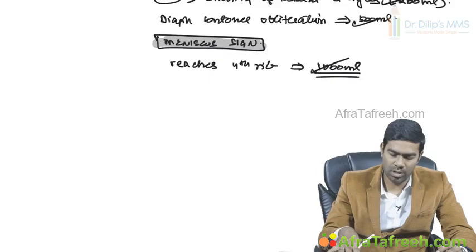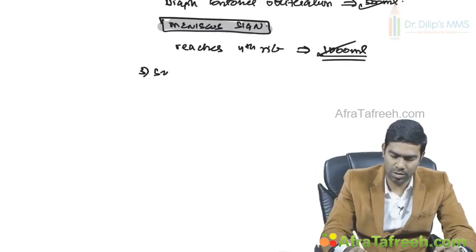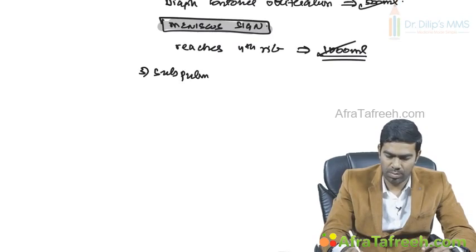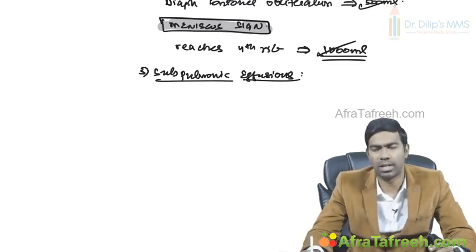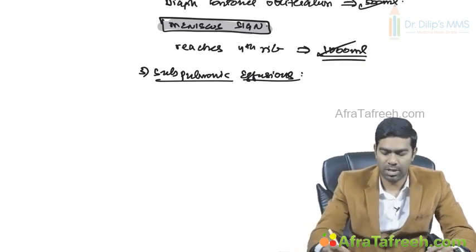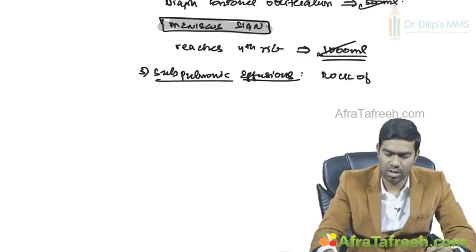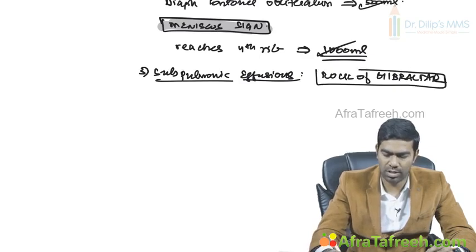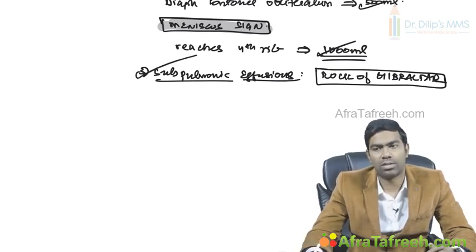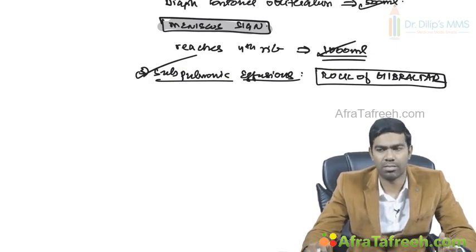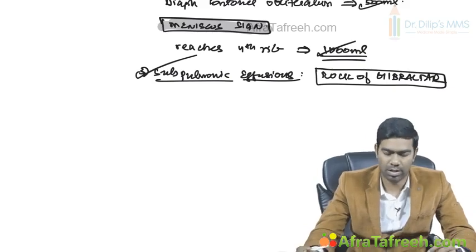Then the third one, you have subpulmonic effusions. A new beginner looking at a subpulmonic effusion may think it's an elevated diaphragm. But typically they form a sign called the Rock of Gibraltar appearance, or Rock of Gibraltar sign, which I'll show you again. Many times, subpulmonic effusions may be mistaken for an elevated hemidiaphragm. You will think the diaphragm itself is elevated, but it's not the case.